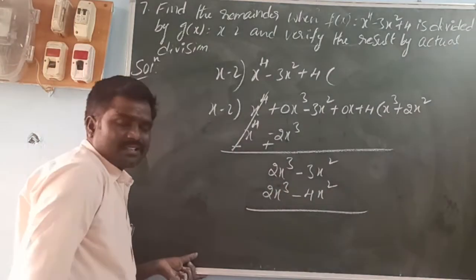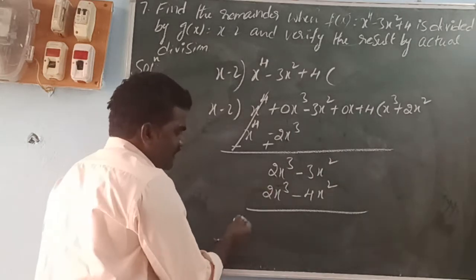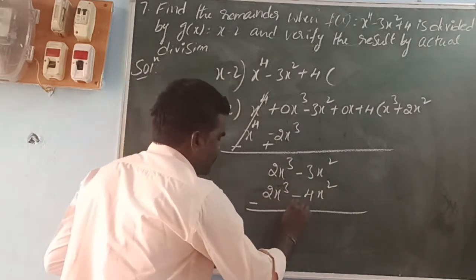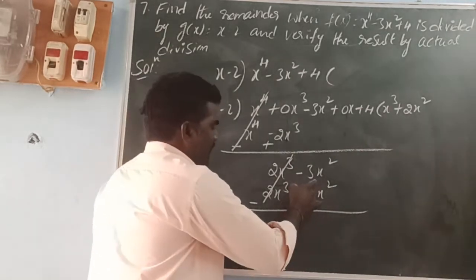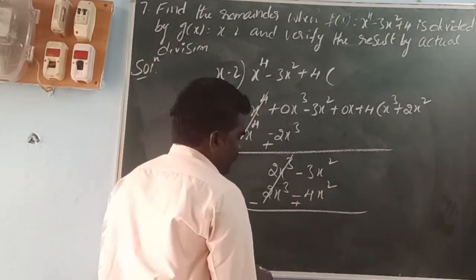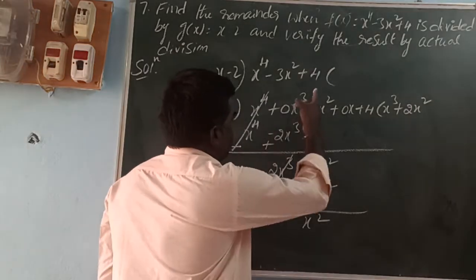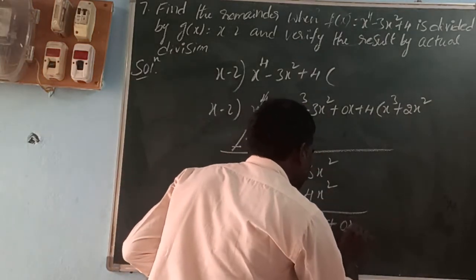Division is nothing but subtraction, so when we subtract, the signs change. Plus becomes minus, minus becomes plus. Plus 2x cube minus 2x cube cancel. Minus 3x square plus 4x square, that is x square. Next we can bring down 0x.